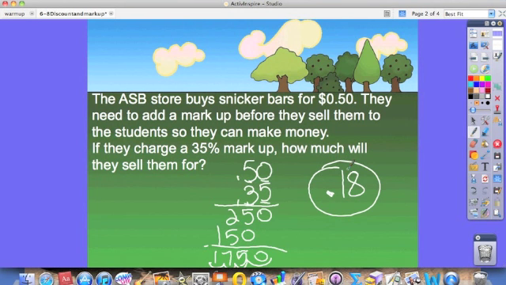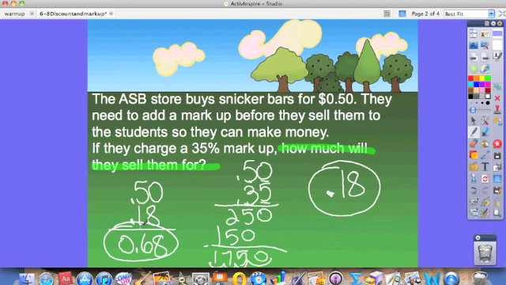So what that says is that 35% markup would be 18 cents. But if I look back at the question, it's asking how much will they sell them for? So when we're dealing with markup, we take the original price that they paid for the candy bars, which is 50 cents, add the markup, which would be 18 cents, and the ASB store would then sell the candy bars for 68 cents. This way they can make money by selling Snicker bars.